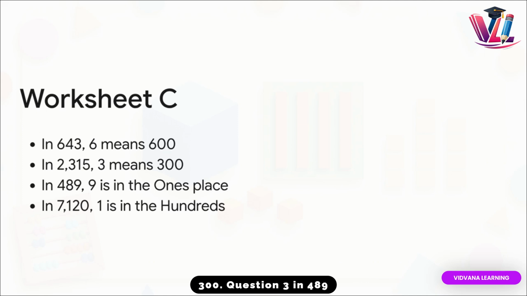Question 3. In 489, the 9 is in which place? The ones place. And question 4. In 7,120, the 1 is in the, drumroll please, hundreds place. Excellent job noticing how our superhero 0 held the ones place in that very last one.